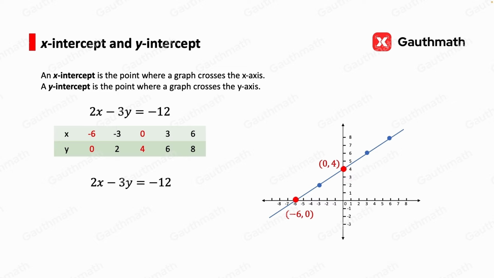To find the x-intercept and y-intercept from ax plus by equals c, we let y equals 0, and then we solve for x. Here x equals -6, so (-6, 0) is the x-intercept. It's a point on the x-axis. And then we let x equals 0 and solve for y, and y equals 4 here. So (0, 4) is the y-intercept.